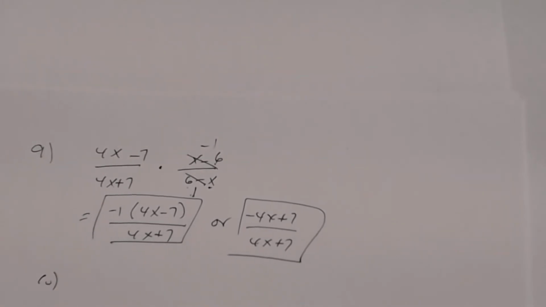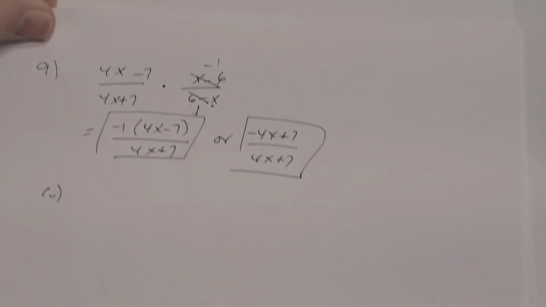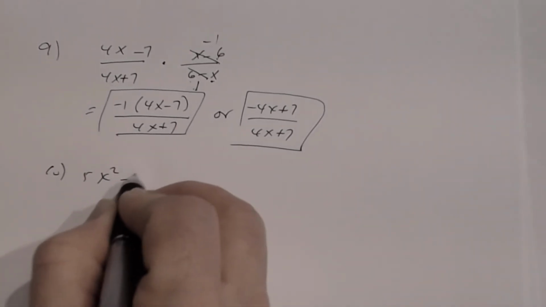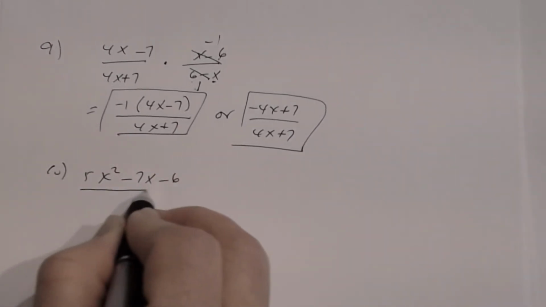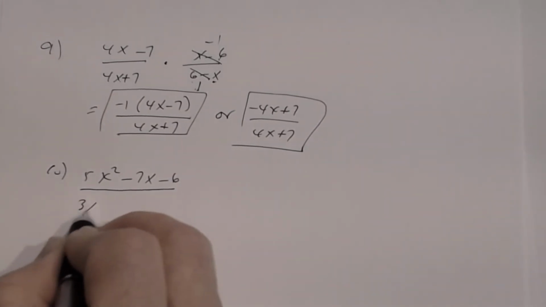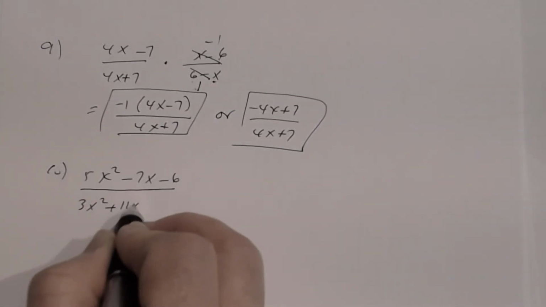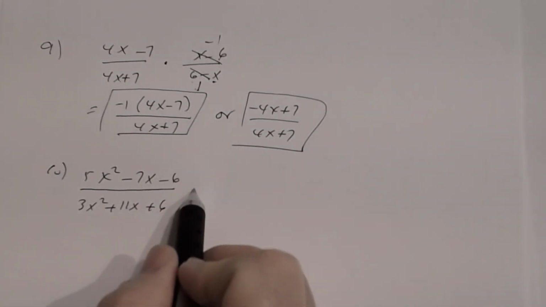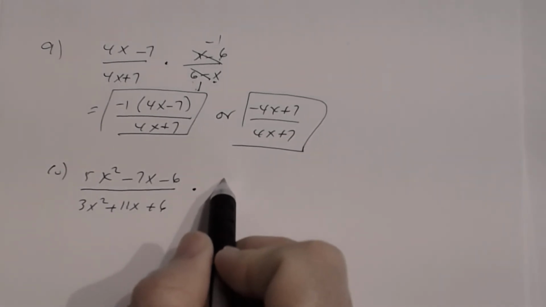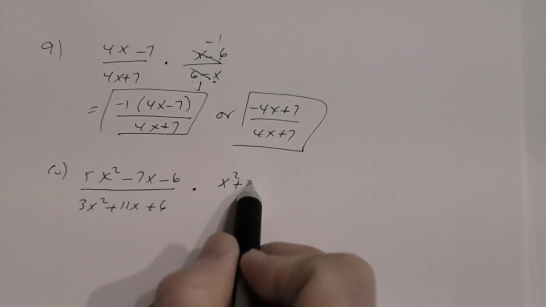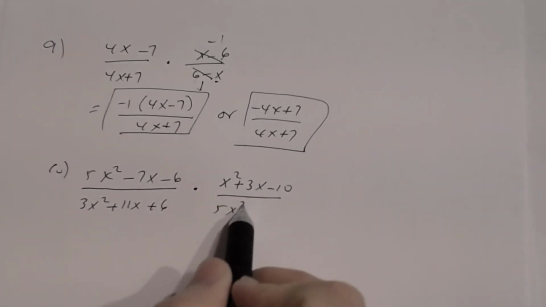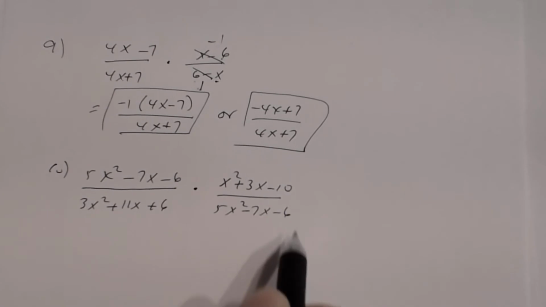All right, number 10. So number 10, we have (5x squared minus 7x minus 6) divided by (3x squared plus 11x plus 6). So we have this rational expression being multiplied by this rational expression, (x squared plus 3x minus 10) divided by (5x squared minus 7x minus 6). All right, so we're going to multiply those two rational expressions.